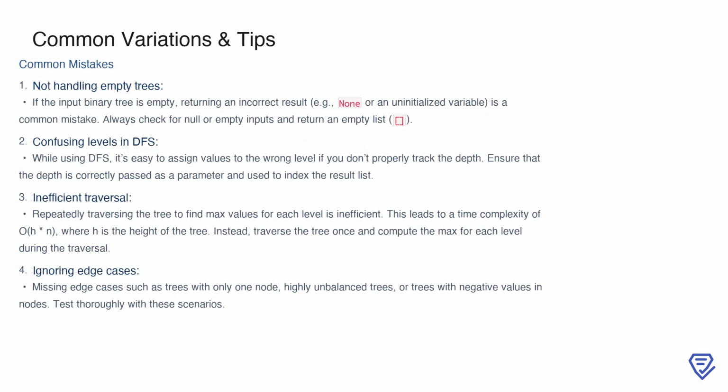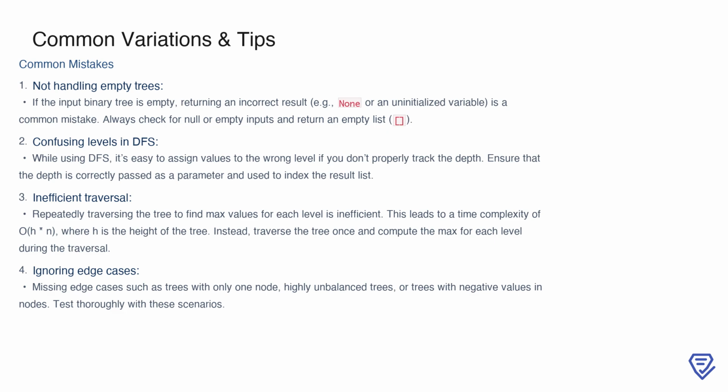When working on this problem, there are a few common mistakes to watch out for. First, not handling empty trees is a frequent oversight. If the input binary tree is empty, you must ensure your code returns an empty list, rather than an uninitialized variable or None. Next, if you're using a DFS approach, tracking the depth incorrectly can lead to values being assigned to the wrong level. To avoid this, make sure the depth is properly passed as a parameter and used consistently to index your result list.